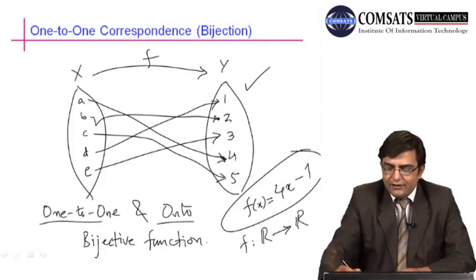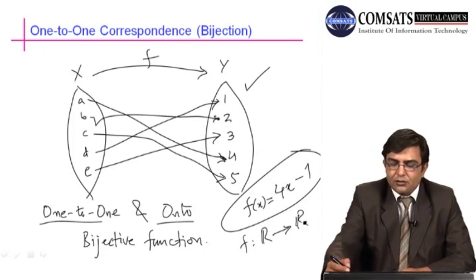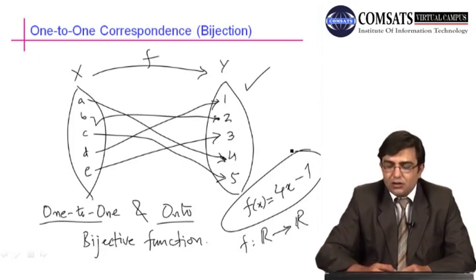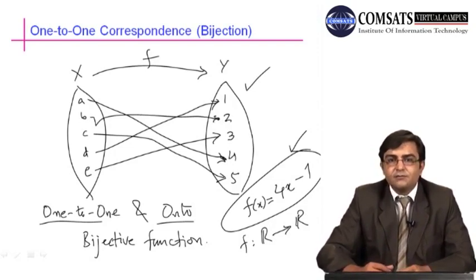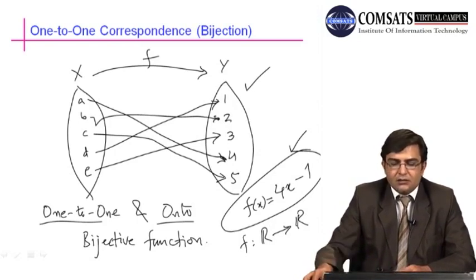So this function is defined from R to R, and we have shown it is one-to-one. We have also proved this function is onto. So this function is a bijective function, or we can say that there is a one-to-one correspondence between these two sets. So for today, I think it's enough.